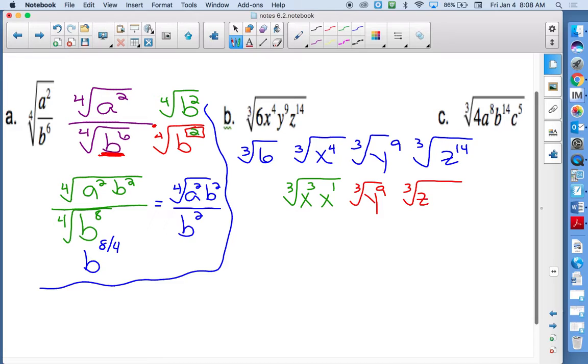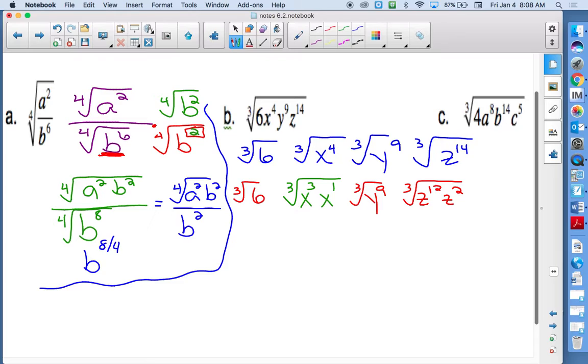But we could make that a 12 and a 2, because 12 is divisible by 3. And 12 plus 2 still makes 14. I'm just splitting them up so that we can then simplify it.